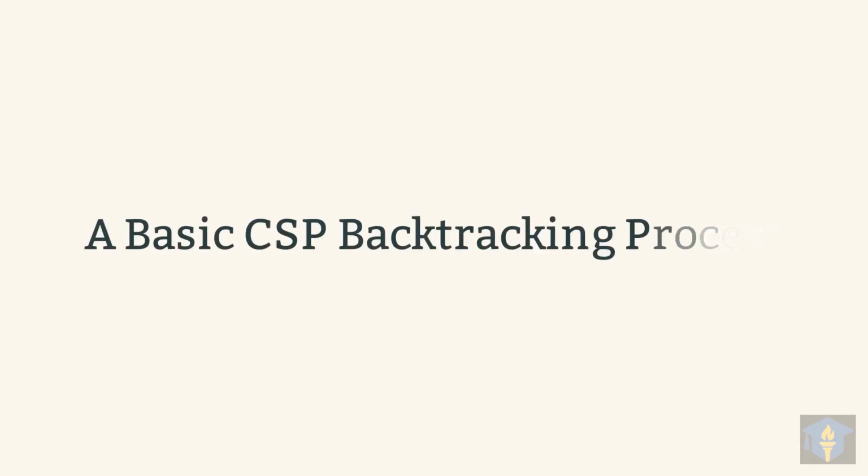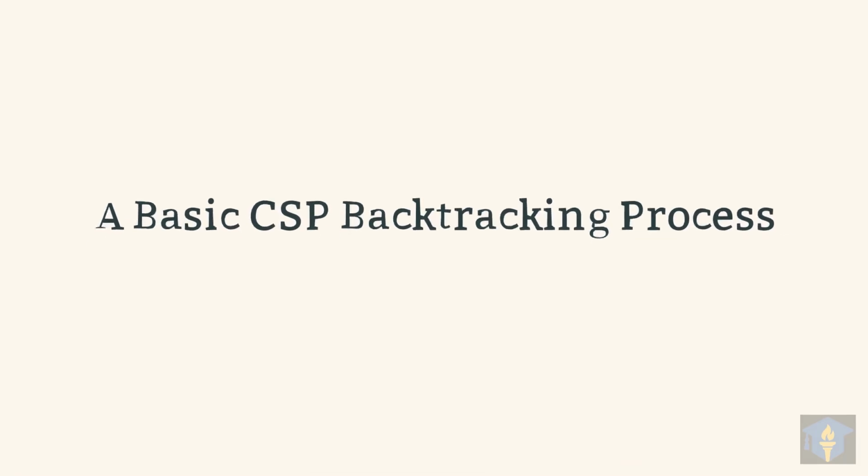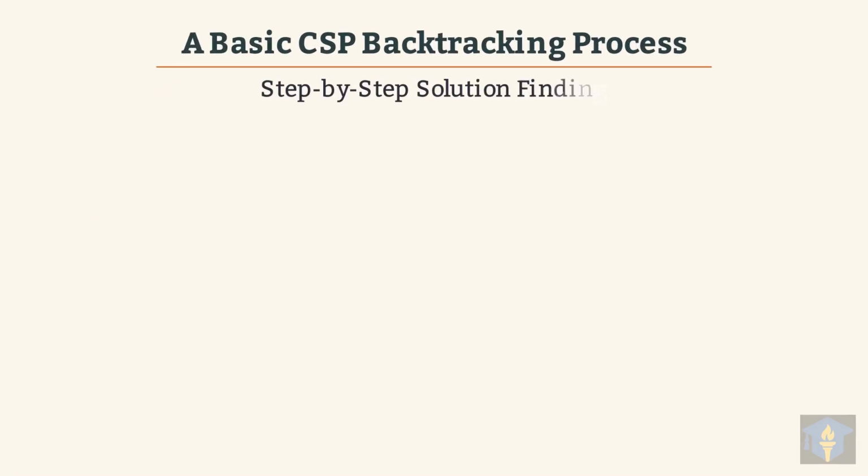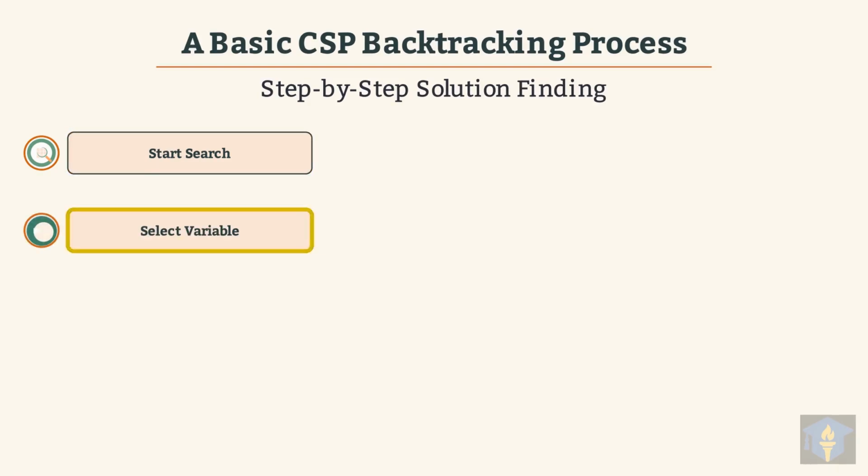Let's walk through a basic CSP backtracking process, a common method for solving these problems. This is a step-by-step approach to systematically find a solution by exploring different assignments. We begin by initiating the search for a solution, setting up our CSP problem. The next step involves selecting an unassigned variable to which we will attempt to assign a value. Then, we choose a value from the variable's domain and tentatively assign it to that variable.